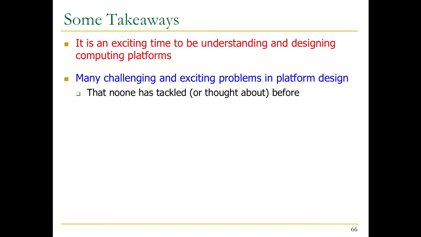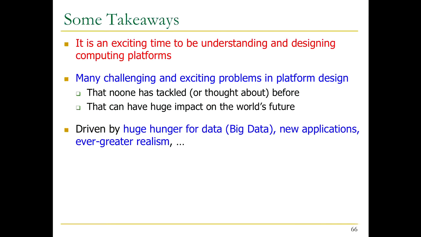Rowhammer is one example. Refresh is another example. People have thought about it before, but not as much because it was not a critical problem. And there are other things. The scale of data is another example. We've never reached the scales of data that we have in systems today. That can have a huge impact on the world's future and human life, dot, dot, dot.